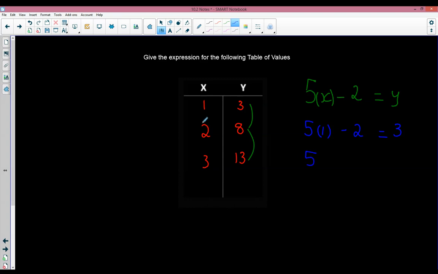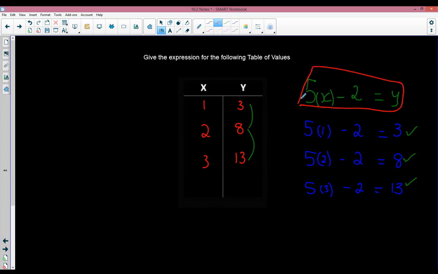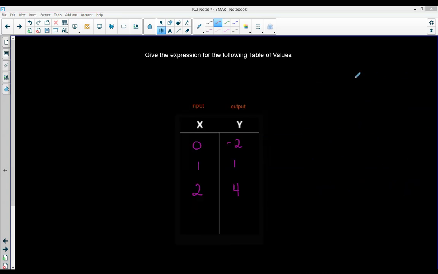Okay, so let's try it. 5 multiplied by our input 2 is 10, subtract 2 is equal to 8. 5 multiplied by our input 3, subtract 2 is equal to 13. Again, this worked for 3 inputs, and therefore we know that this is the correct expression. Take some breaks in between and be sure to try out some examples.